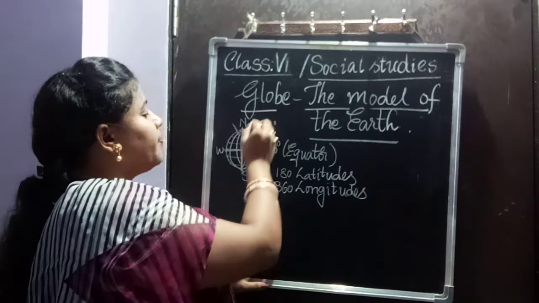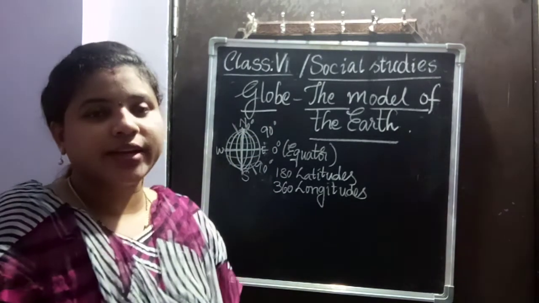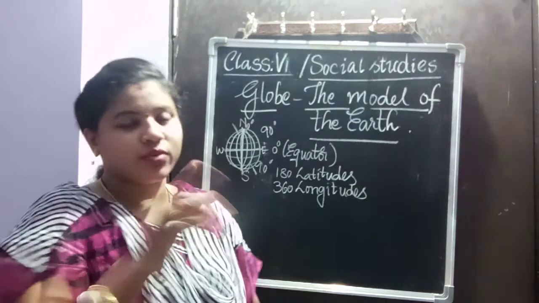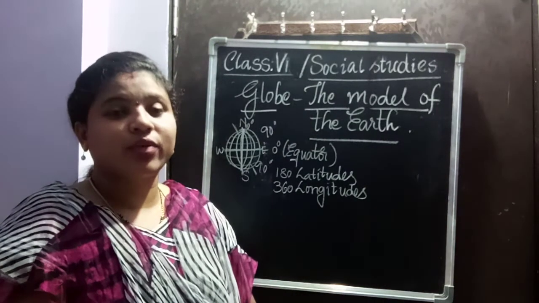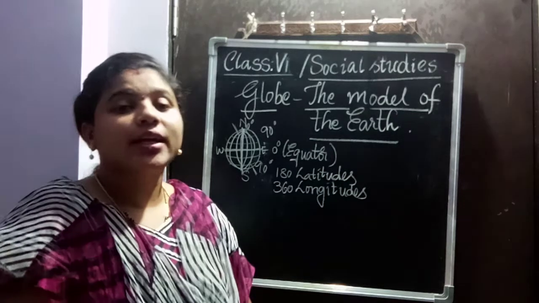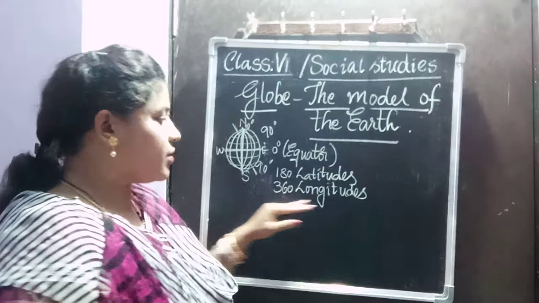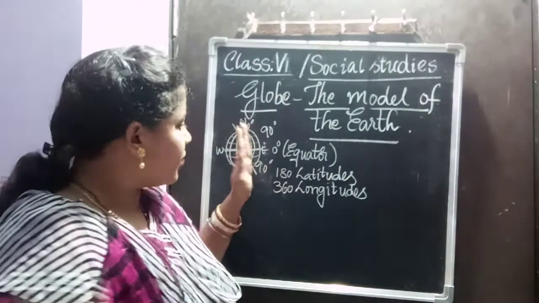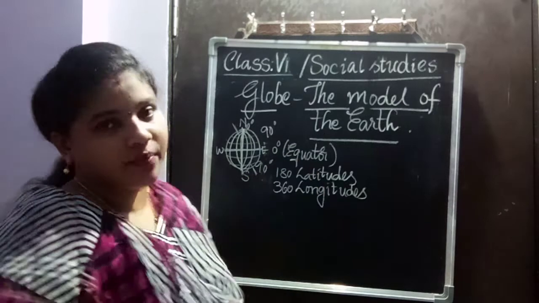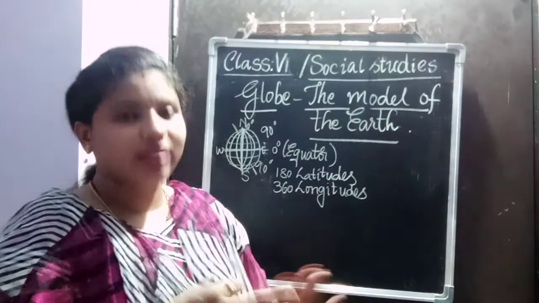One more important longitude, the 180 degrees longitude, is known as the international date line. In total we have 360 longitudes, 180 towards the east and 180 towards the west side. So this is about the latitudes and longitudes, the imaginary lines we have.